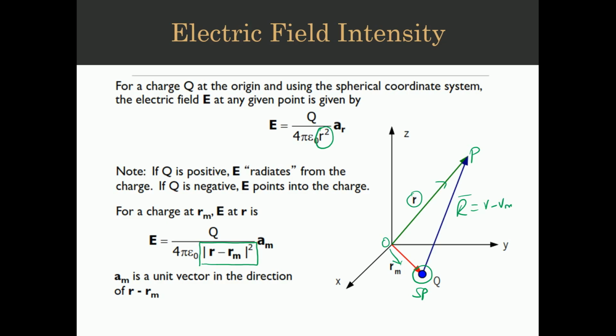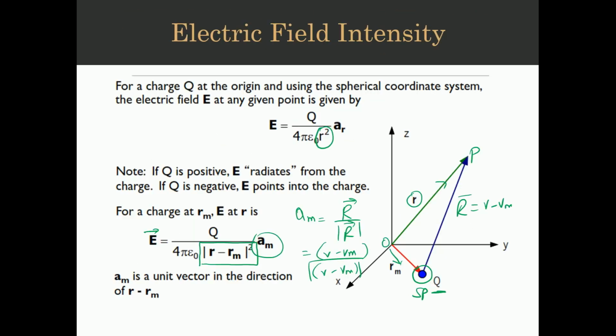So the electric field intensity, if we have the source away from the origin as shown over here in Q, is then represented with the equation changed from r square into the distance vector, which is the absolute of r minus rm squared, and am represents the unit vector, where am is basically the vector r minus rm divided by the absolute of r minus rm. So this is the representation of the unit vector.